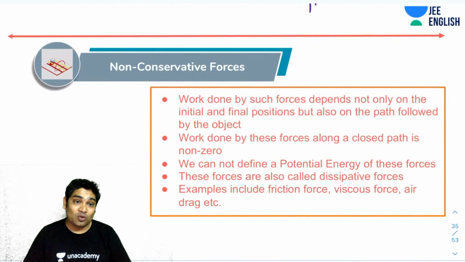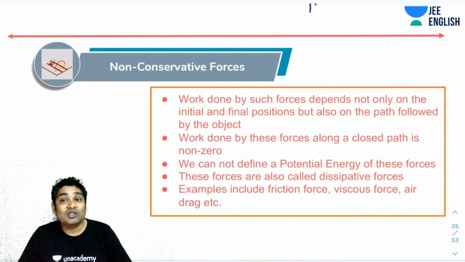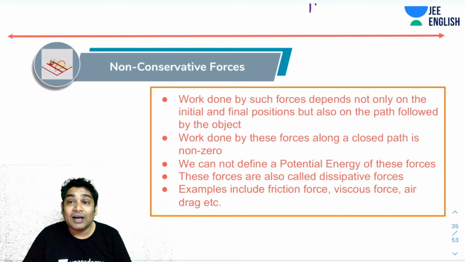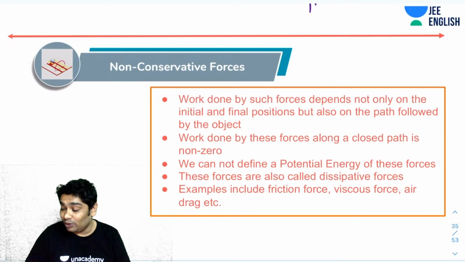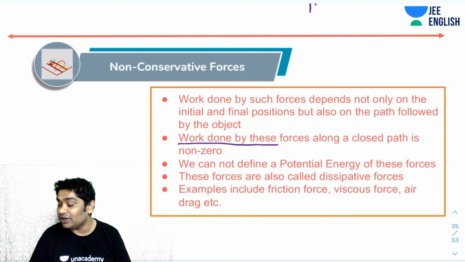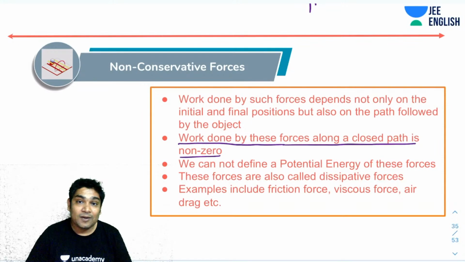Okay, now let's talk quickly about non-conservative forces. The work done by such forces depends not only on the initial and the final positions, but also on the path followed by the object. Here the path matters, and if you take different paths, you will get different amounts of work. Now, work done by these forces along closed paths is always non-zero. This is the differentiating factor between these two forces. If you go along a closed path, the work done by a conservative force is always zero.